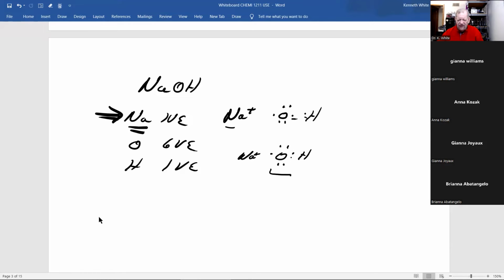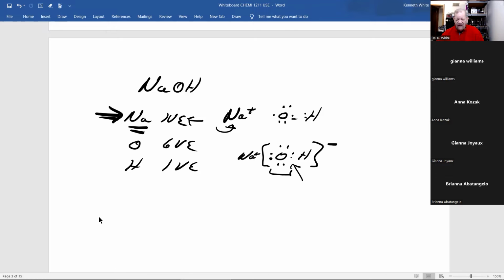However, if you look here, oxygen only has 7 valence electrons. That's not good. It wants 8. Well, where did this valence electron go to form this cation? It goes right here. Now, this will have an extra electron, so we'll put a minus charge.